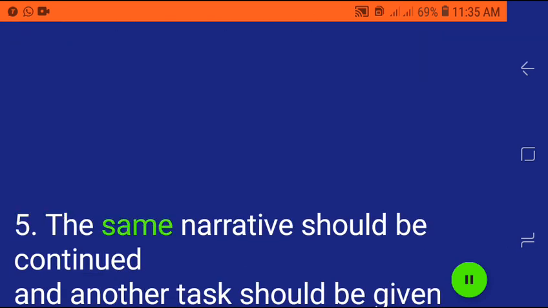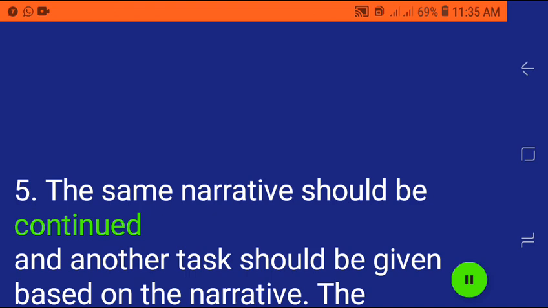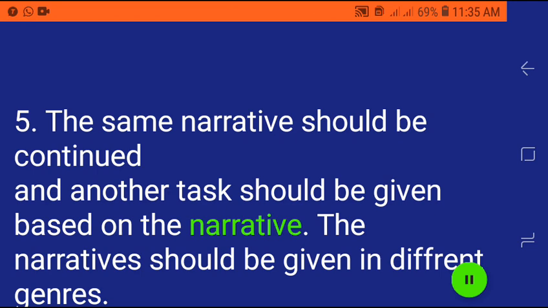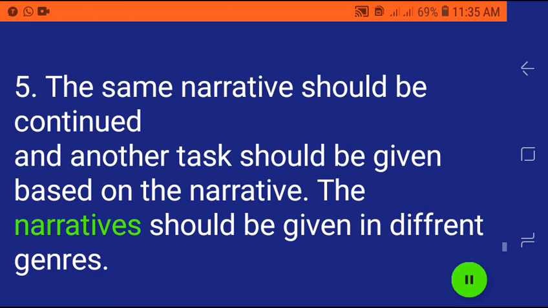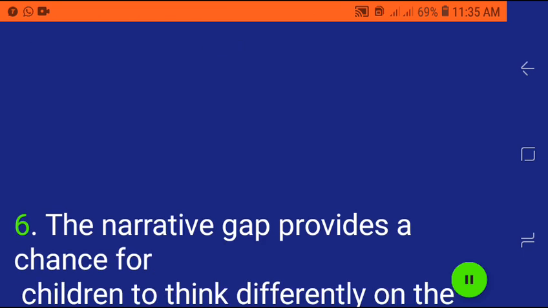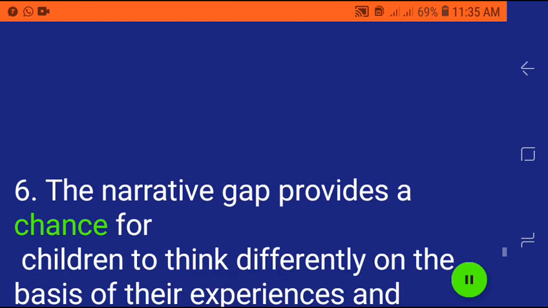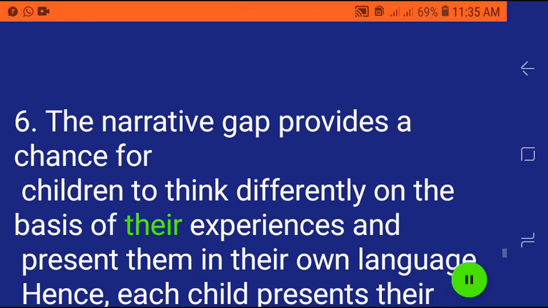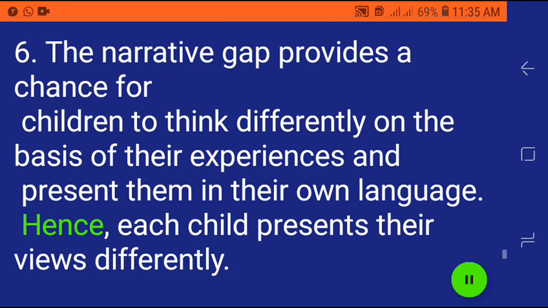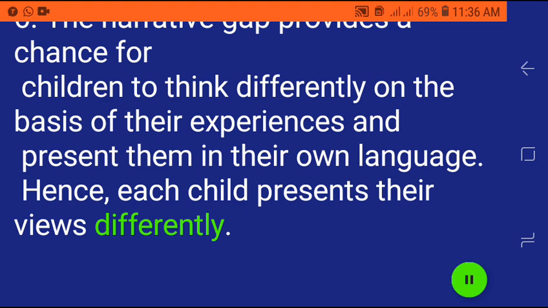5. The same narrative should be continued, and another task should be given based on the narrative. The narratives should be given in different genres. 6. The narrative gap provides a chance for children to think differently on the basis of their experiences and present them in their own language. Hence, each child presents their views differently.